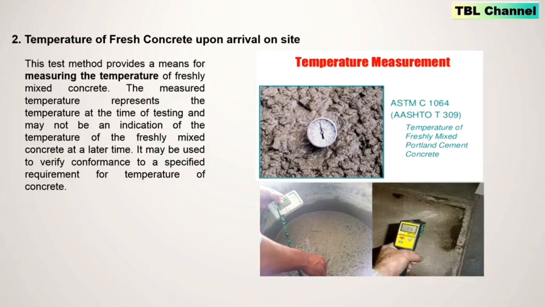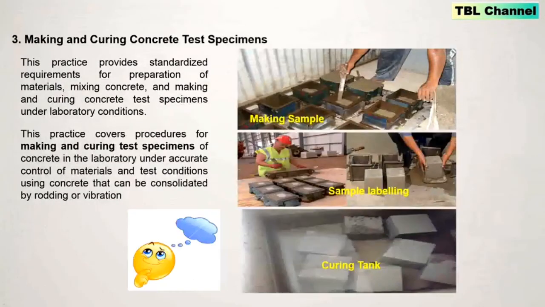Number 3. Making and curing concrete test specimen. This practice provides standardized requirements for preparation of materials, mixing concrete, and making and curing concrete test specimens under laboratory conditions. This practice covers procedures for making and curing test specimens of concrete in the laboratory under accurate control of materials and test conditions using concrete that can be consolidated by rodding or by vibration.